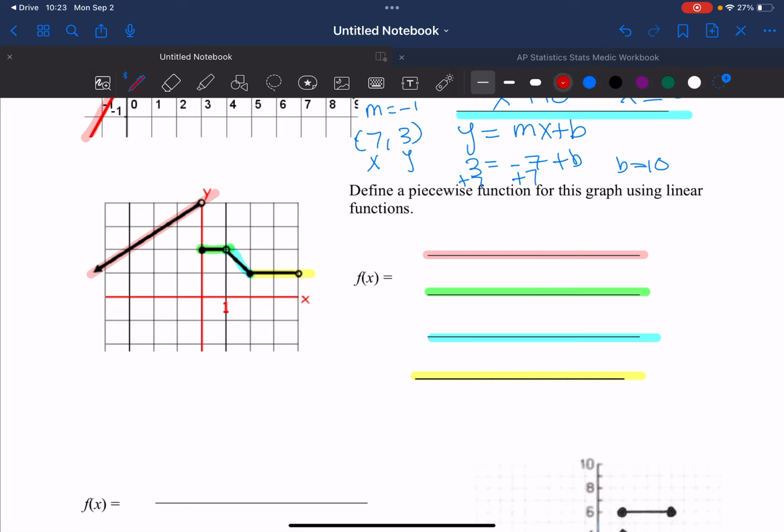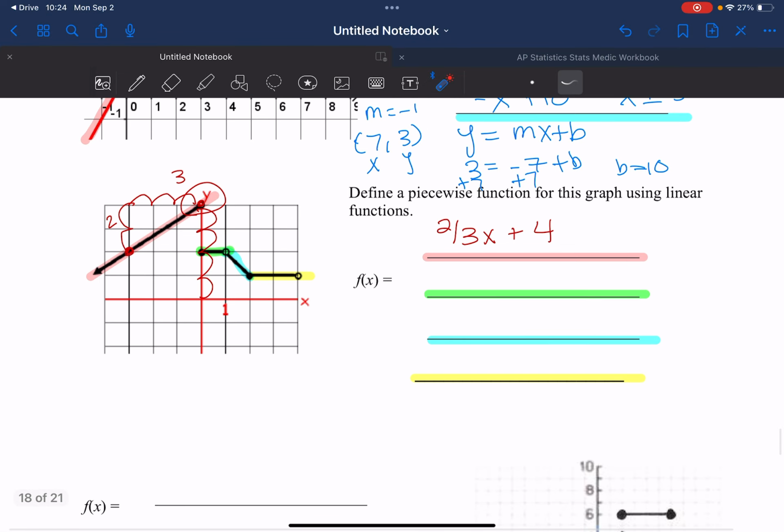So since this one right here is linear, we're going to do the same thing. We're going to find the y-intercept and the slope. So I'm going to use these points here to find the slope. So I'm going to go up 2, right 3. So that means I have 2/3 x. And notice that my y-intercept crosses right there at 4. See, 1, 2, 3, 4. So I have plus 4.